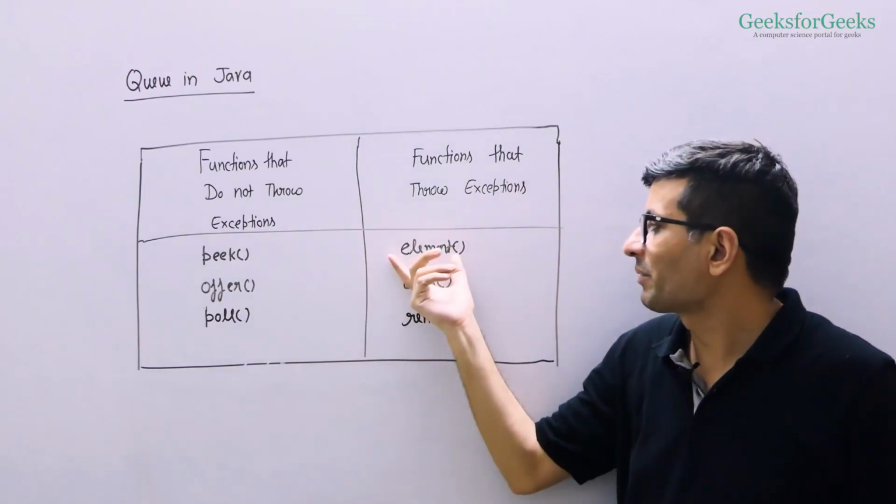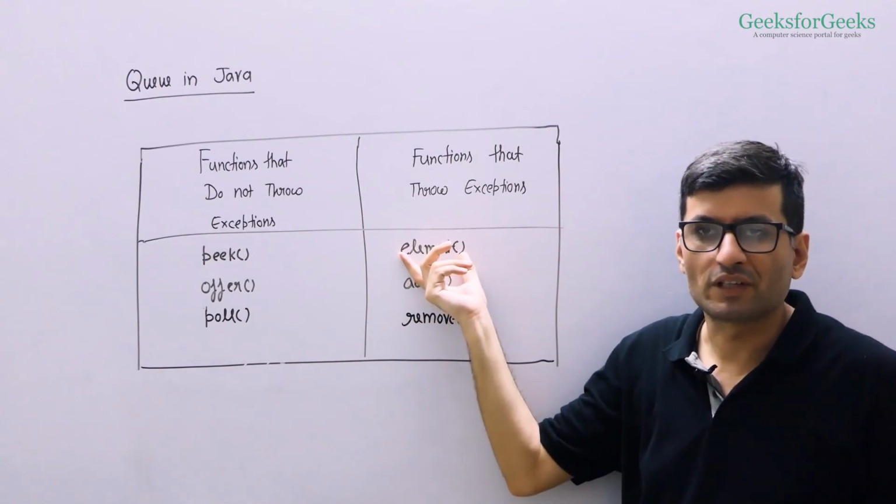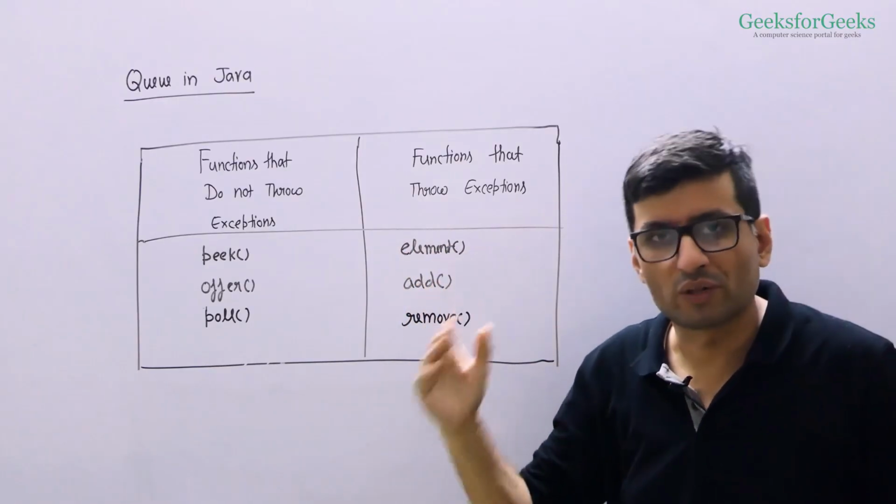So peek has the counterpart element. If you call the element function on an empty queue, then it's going to throw an exception.